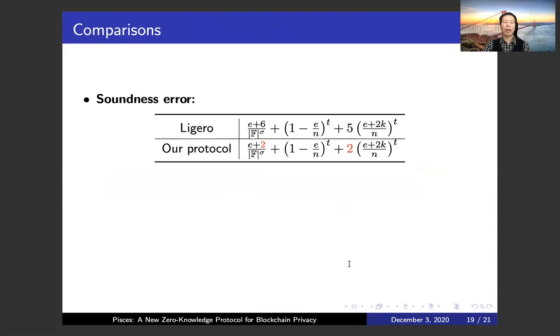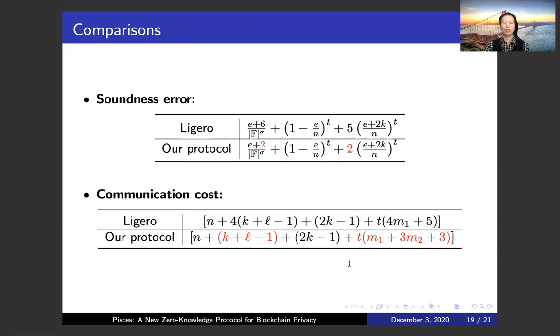Next is the comparison of our protocol with Ligero. In Ligero, their soundness is this, and in our protocol we also improved the soundness, and this is the communication cost. Because in our protocol we consider the multiplication gates, we have just one linear test. So we don't have the factor 4.